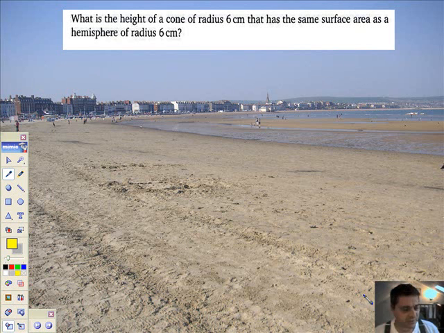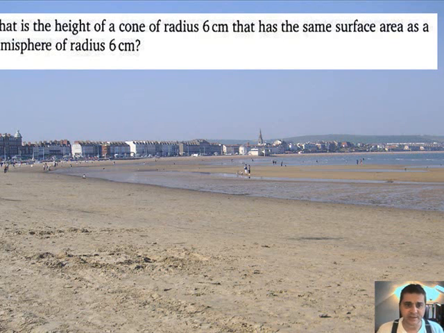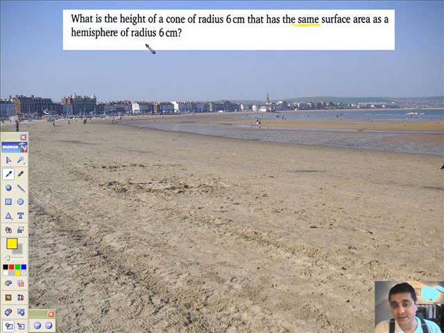Right, continuing with 23.2, page 346. This is question 6. It reads, what is the height of a cone of radius 6 centimeters that has the same surface area as a hemisphere of radius 6 centimeters?